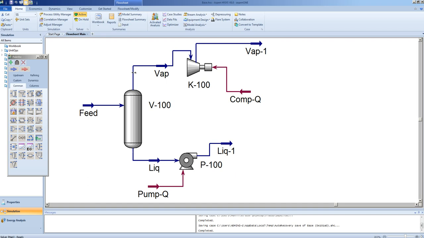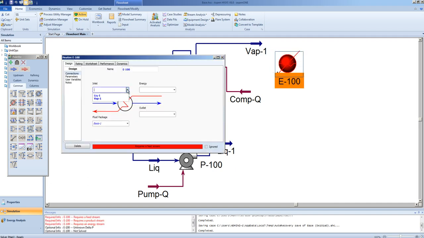Now, for this video, what we'll do is raise the temperature of this exit stream to add some energy to it, and then use a turbine to recover energy from the compressed gas. So we will choose a heater unit. We will add as the inlet VAP-1, the outlet VAP-2, and the energy as heater-Q.